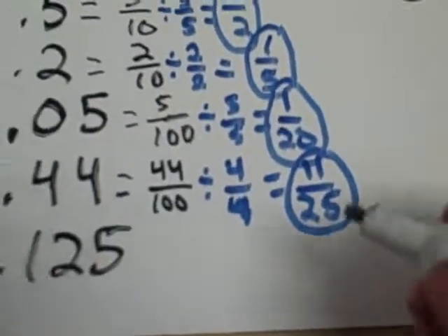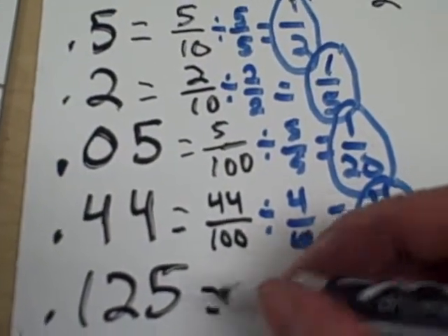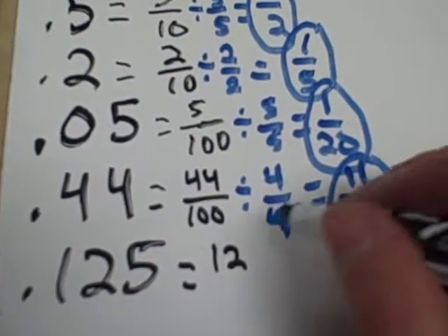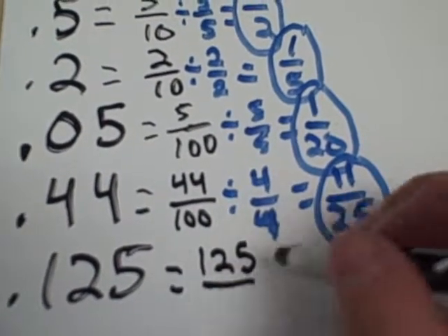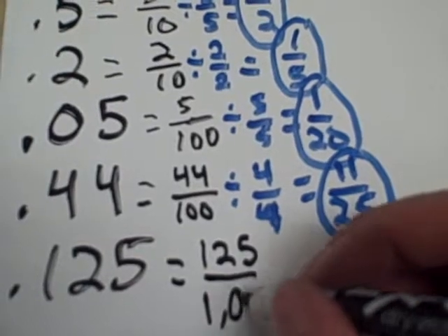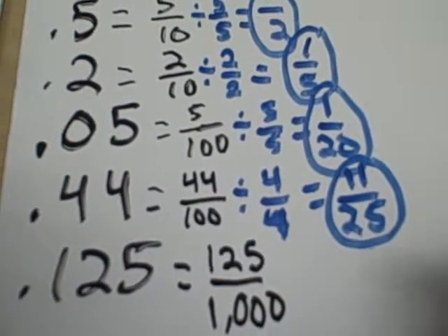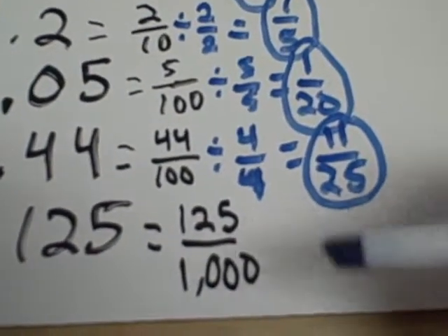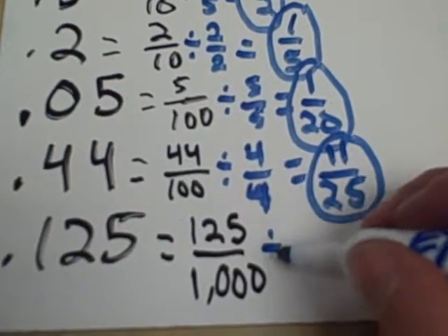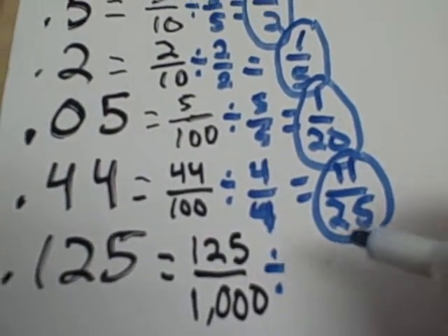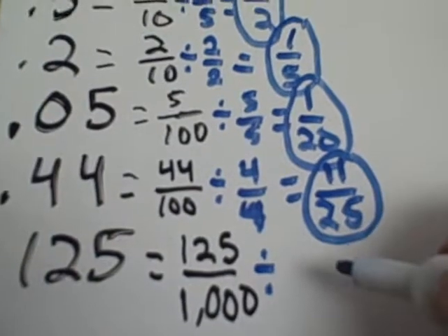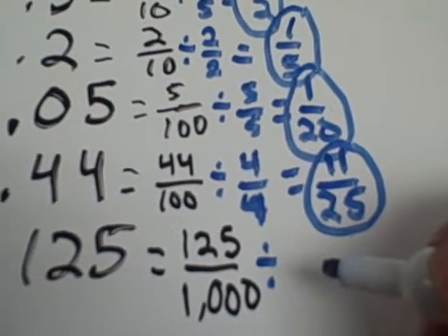So I'm going to write that. 0.125 is equivalent to 125 thousandths. Question is, can I simplify that? Can I make the fraction look a little smaller in the numerator and denominator? And the answer is yes, I can.